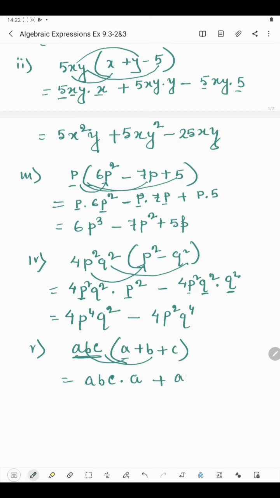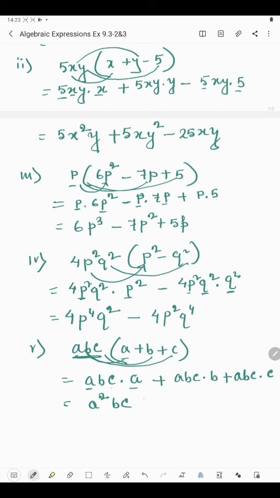abc, this is the monomial, abc multiplied by the second term, which is b here, and then again we have plus sign, abc multiplied by c. Now here no number is present, only 3 variables are there. Okay, so here a is present twice, so it will be a square, and b and c are present only one time, so it's a square bc.